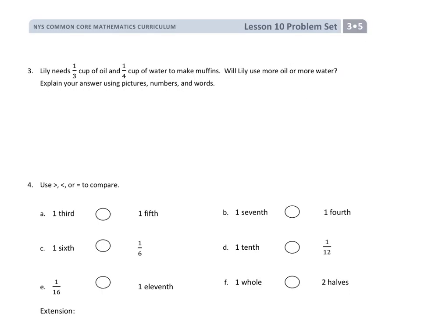Okay, we're going to be comparing fractions in this word problem. See which one is bigger. It says Lily needs 1/3 cup of oil and 1/4 cup of water to make muffins. Will Lily use more oil or more water? Explain your answer using pictures, numbers, and words.